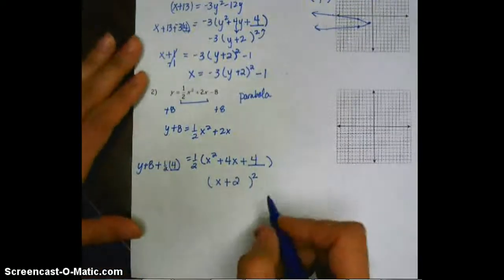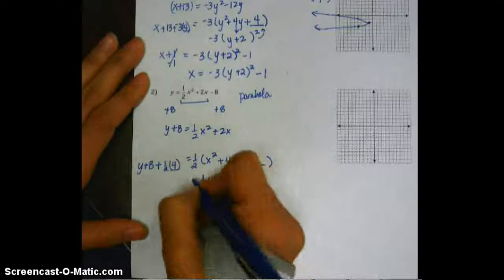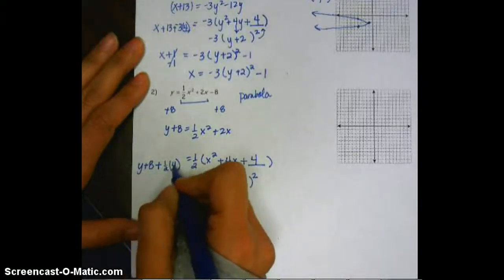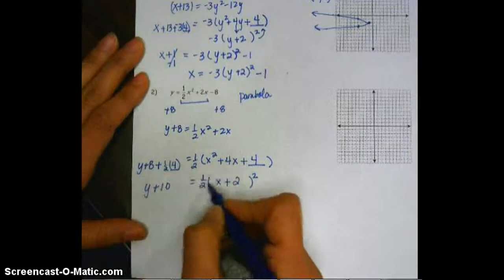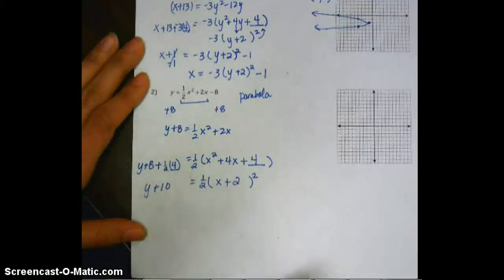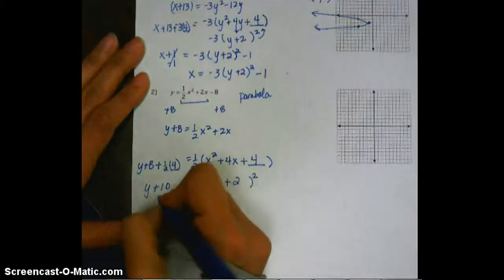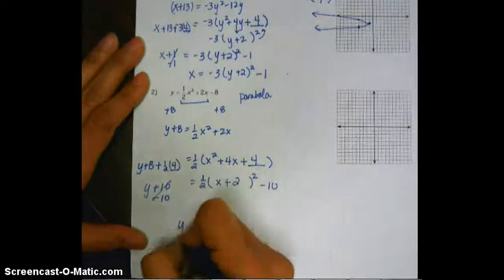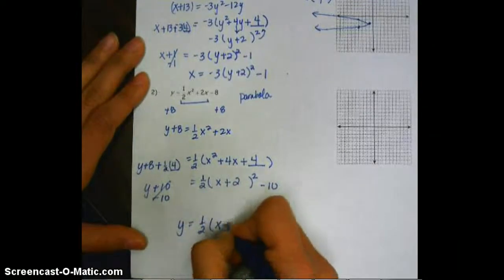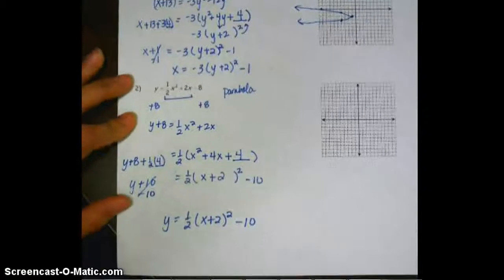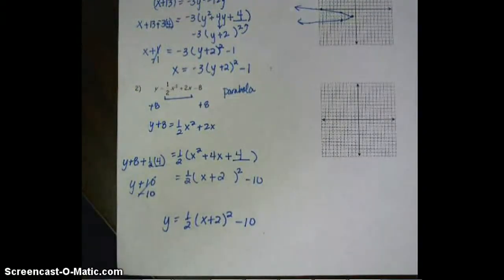Now for cleaning things up, right? This still has a 1/2 in front. Half of 4 is 2, so y plus 10 equals 1/2 times x plus 2 quantity squared. It almost looks right for our conic standard form, so we just need to subtract 10 on both sides. So y equals 1/2 times x plus 2 quantity squared minus 10. And now it's ready to graph. So again, hit pause and then check your graph with mine.